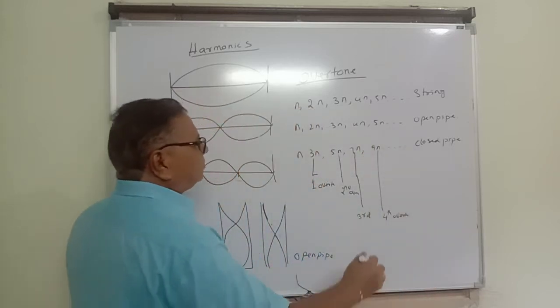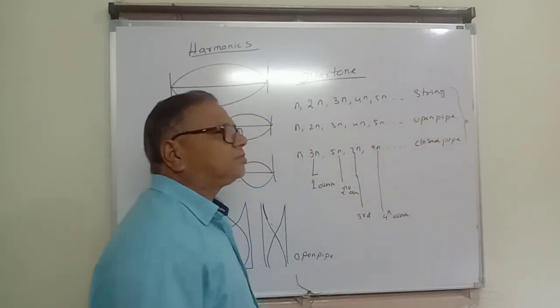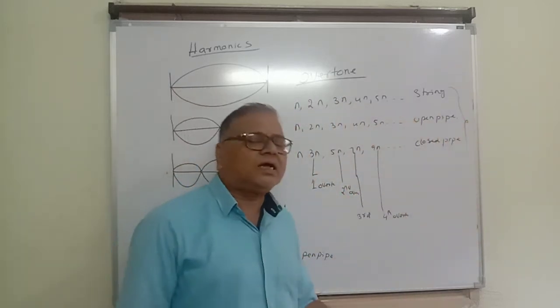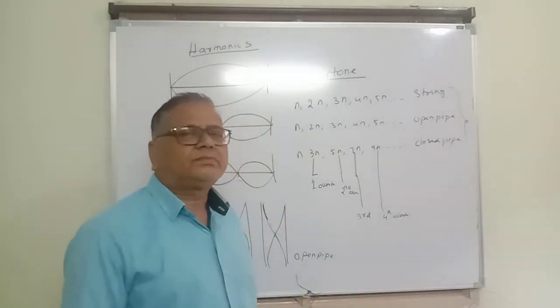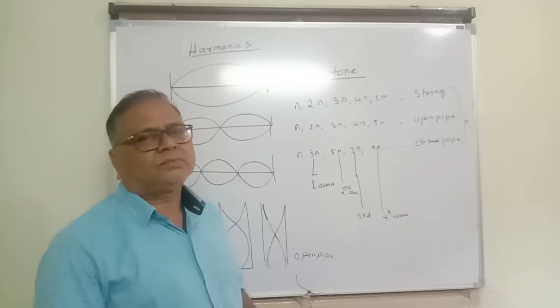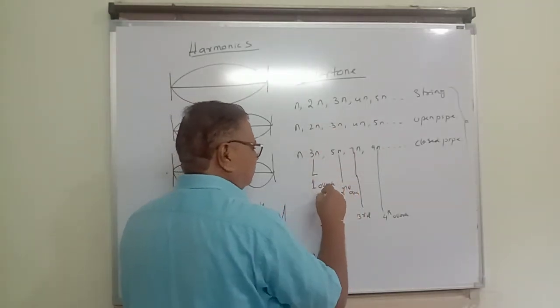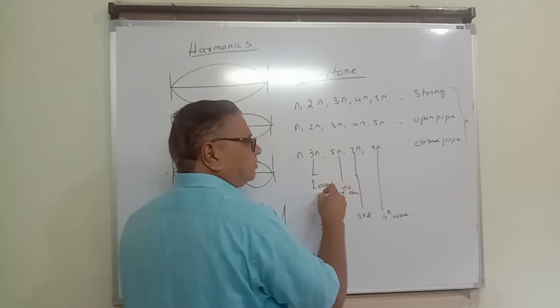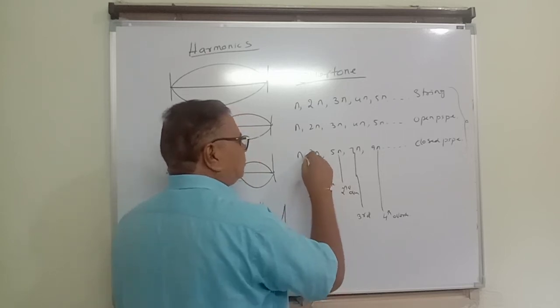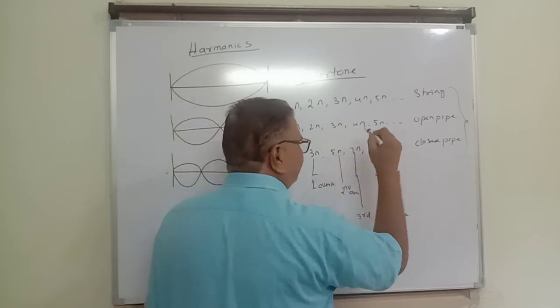So by this discussion, what do we conclude? We conclude that all harmonics are not present as overtones. In this case, 2n is not present, 4n is not present, 6n is not present, 8n is not present.